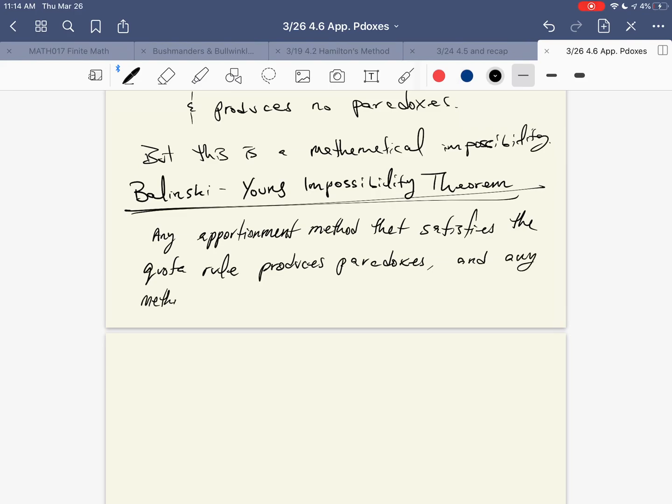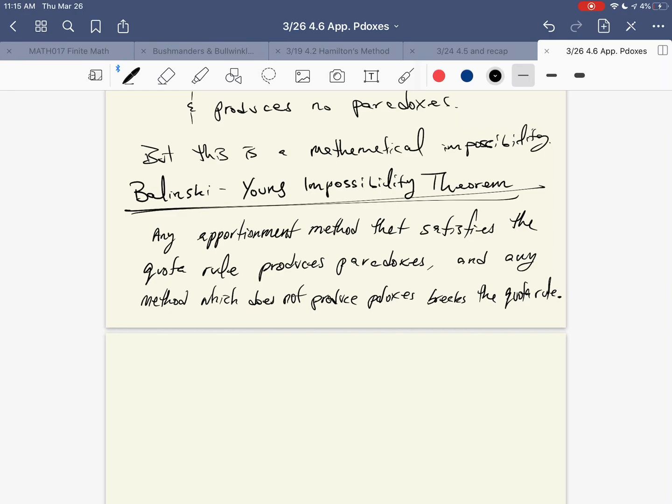and any method which does not produce paradoxes breaks the quota rule. Okay, so that is really a big theorem.